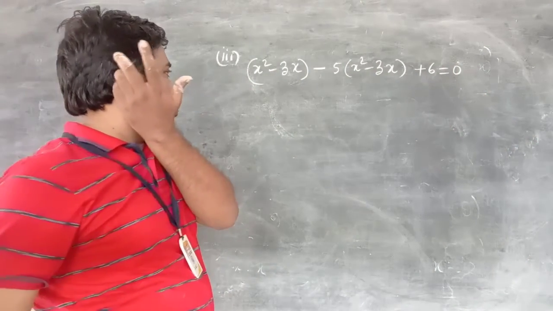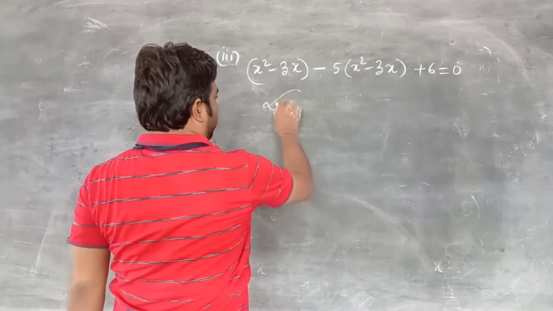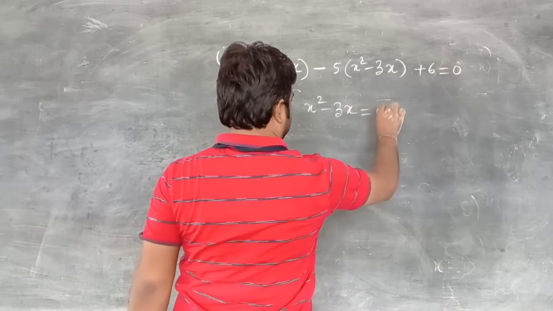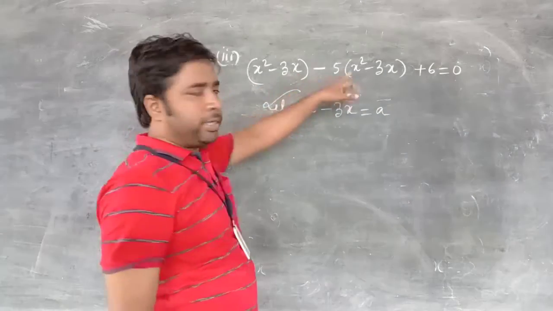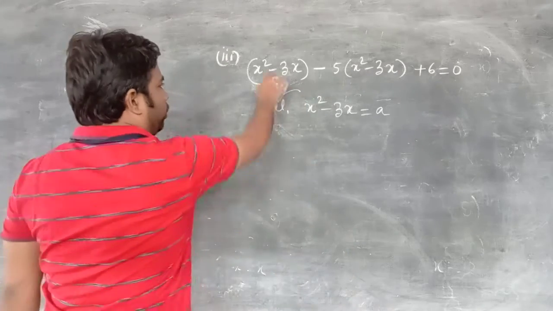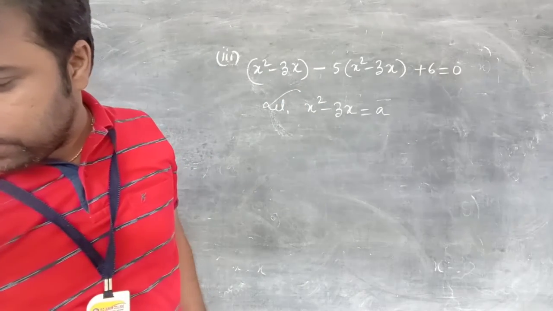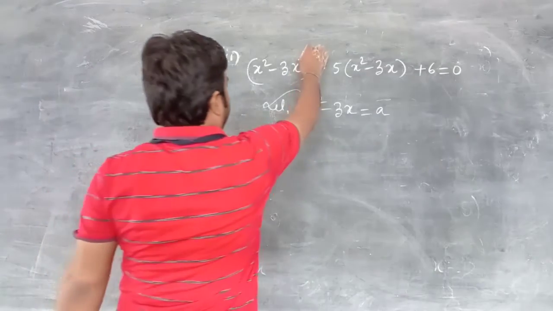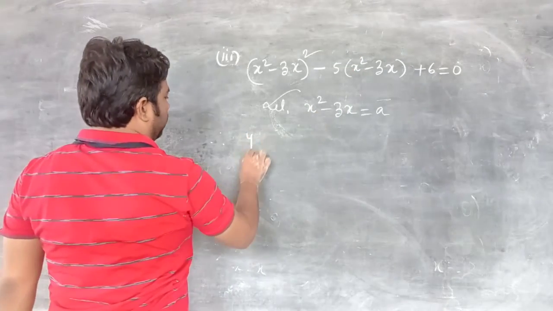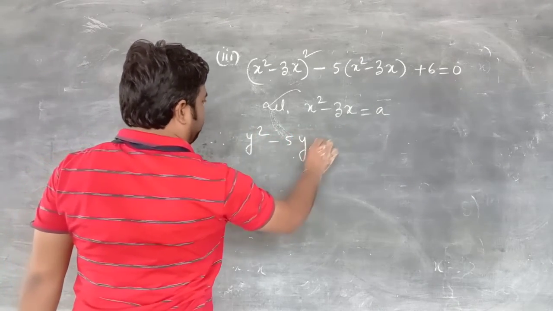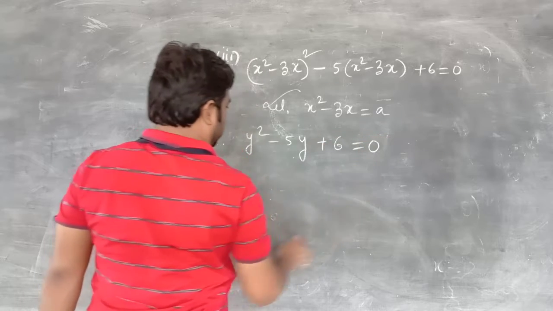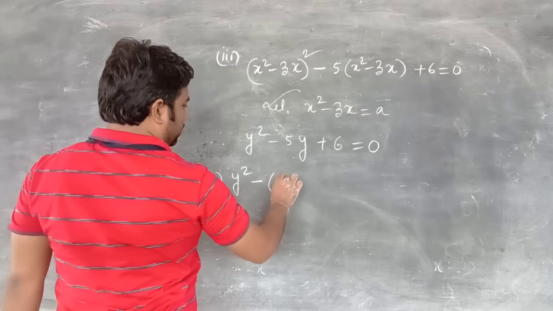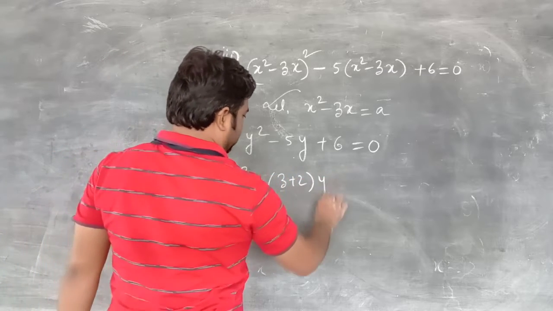Okay, so let us consider the common part as a or y. Let x square minus 3x. So here there is a common part, so this common part is considered as a. So what can you write here? Oh, there should be a whole square here. So this is y square minus 5y plus 6 equal to 0. So this is y square minus, this is 3 plus 2 if we apply middle term factor, plus 6.